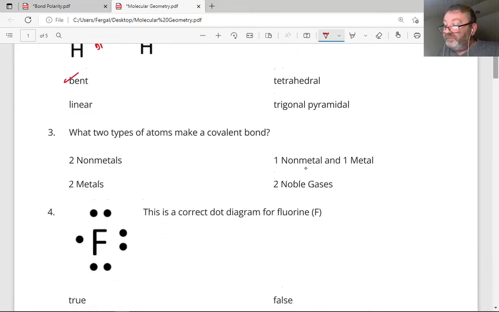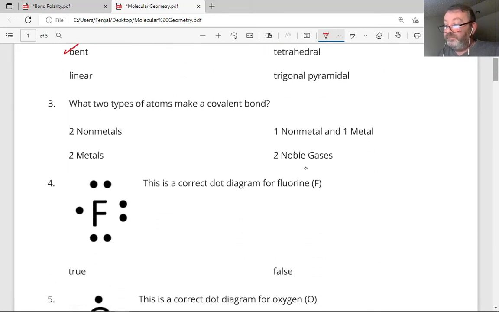What 2 types of atoms make a covalent bond? Well, as we said, we tend towards the right-hand side of the periodic table where the non-metals are. Metals are on the left and they tend to form ionics. Non-metals are on the right and they tend to form covalents. And noble gases, well, to hell with them, they do nothing unless under big pressure and big temperature, but that's for another person, another day. So the answer is 2 non-metals.